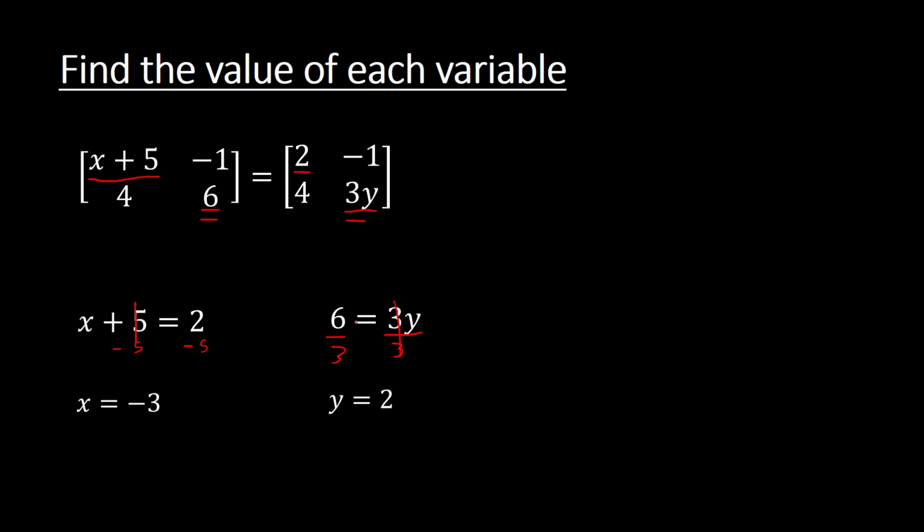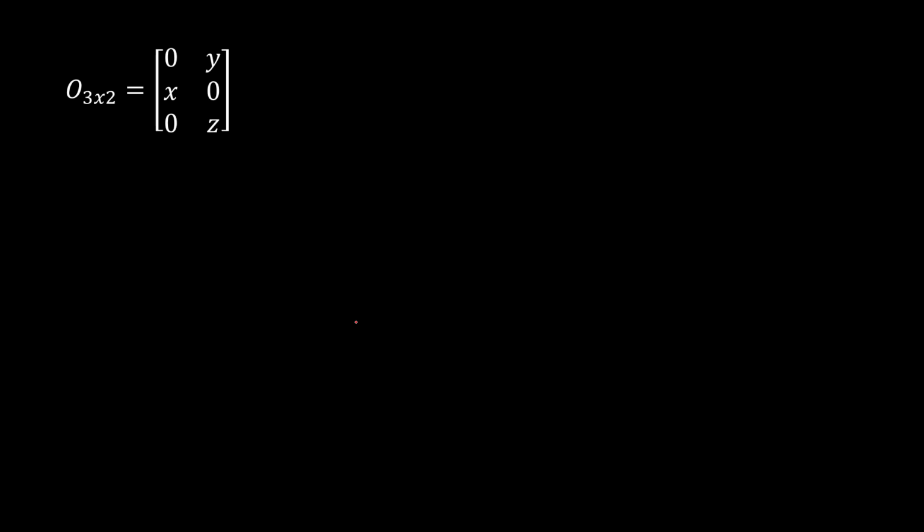Now, one last example. We see here that we have a 0, 3 by 2 matrix equaling this matrix over here. Well, this notation on the left side means we have a 0 matrix with 3 rows and 2 columns. So it looks like this. And if they're equal, then we can solve for x, y, and z because the corresponding parts will be equal.